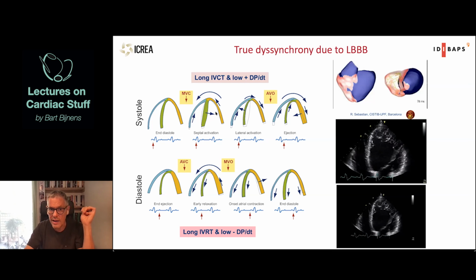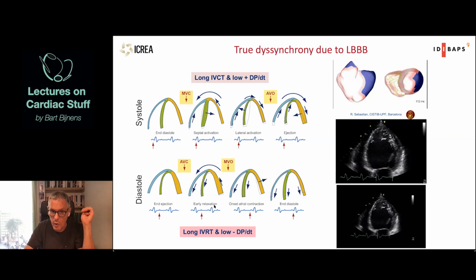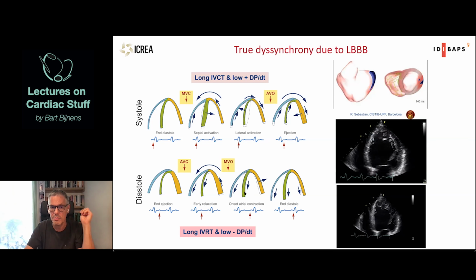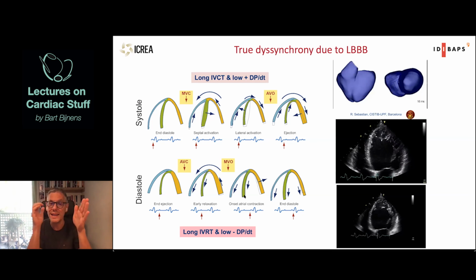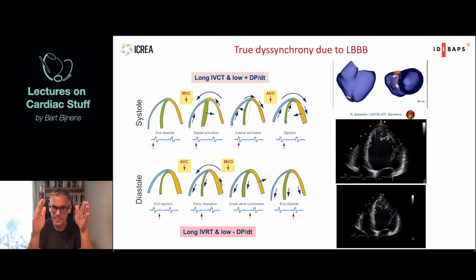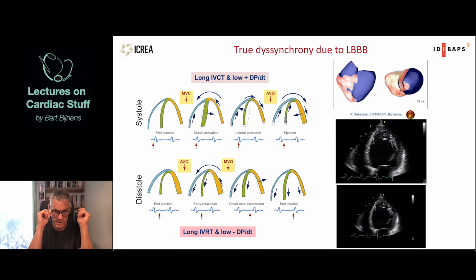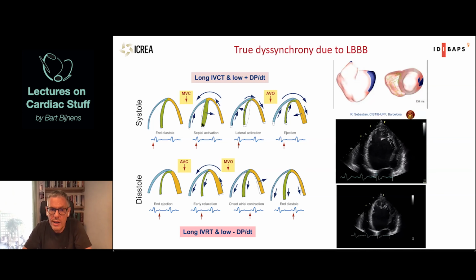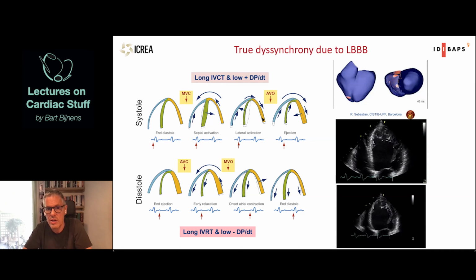So the interaction that you have in the isovolumic contraction period, you also have in the isovolumic relaxation period, making that both will be lengthened significantly. And I'll show you later what the consequences of this are. So that means that we have here early contraction of the septum, stretching the lateral wall, then later contraction of the lateral wall, pushing out the septum.